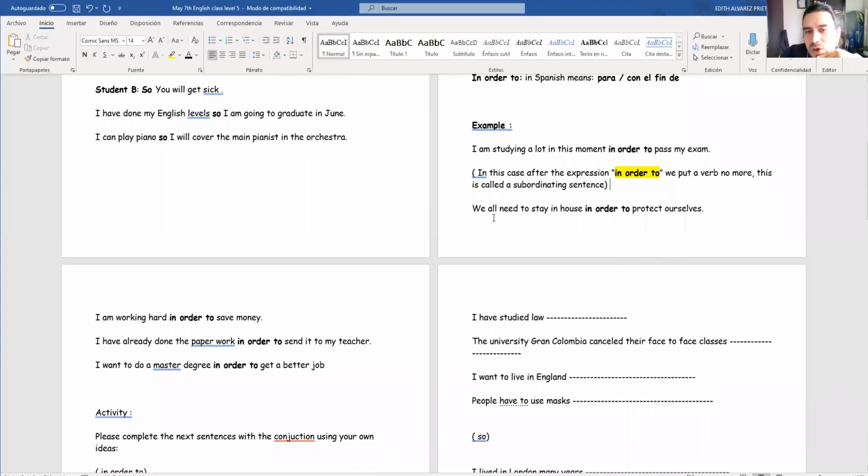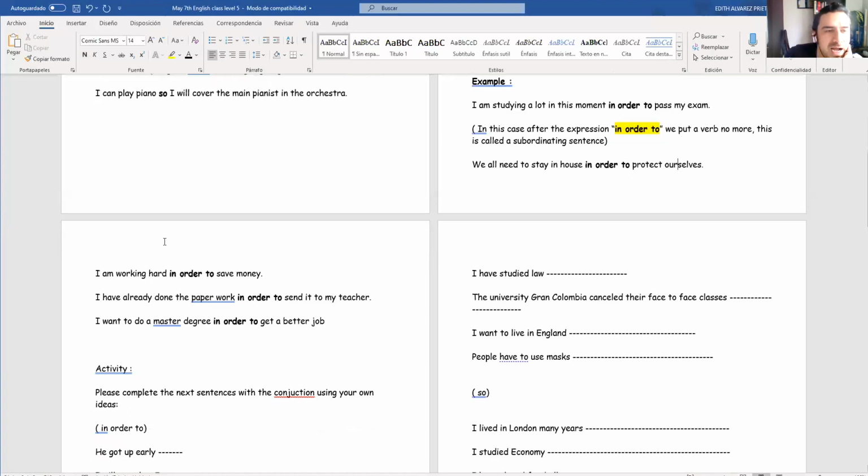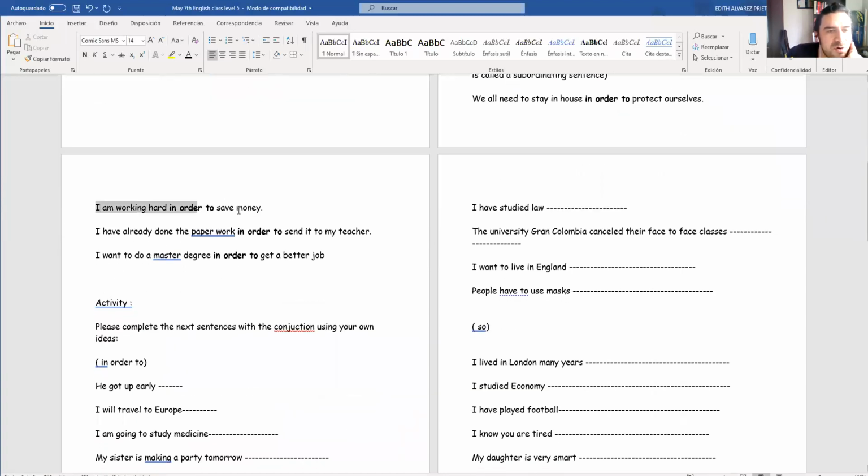More example. We all need to stay in-house in order to protect ourselves. Otra vez, si ven que después del in order to solo coloco el verbo que le seguiría y el complemento. Necesitamos estarnos en la casa con el fin de, o para, como también para, protegernos, ourselves, protegernos nosotros mismos. ¿Listo? Protect ourselves.